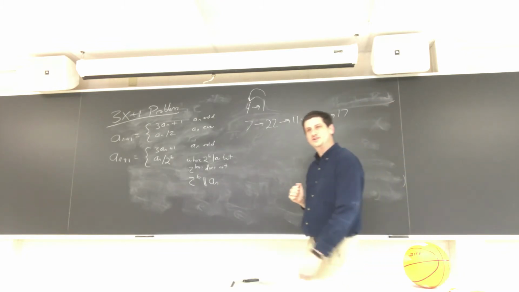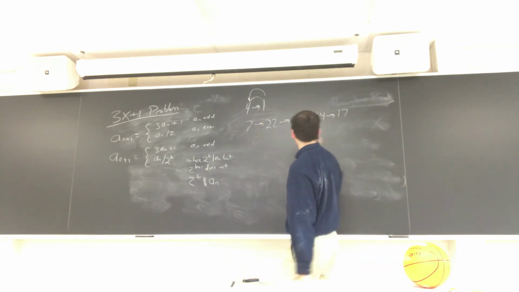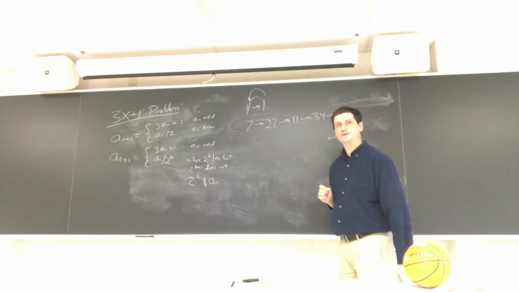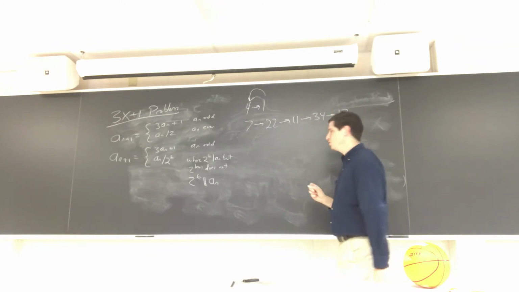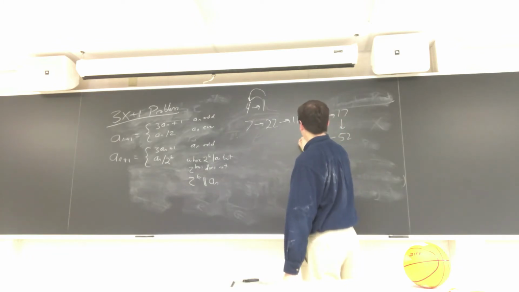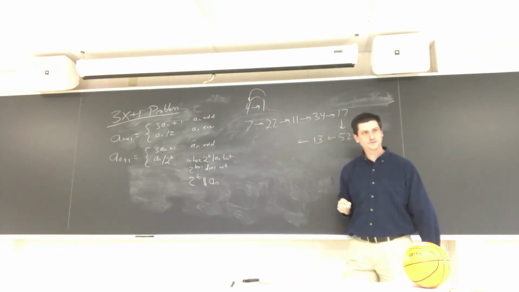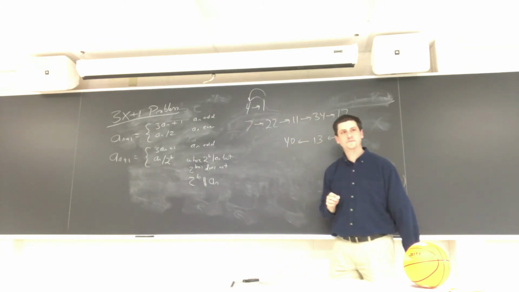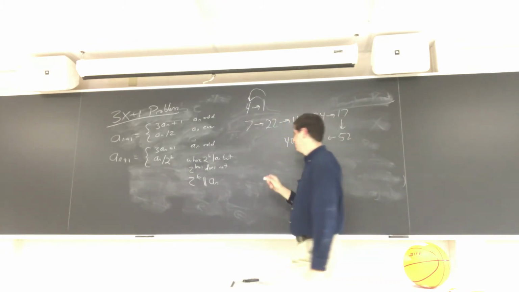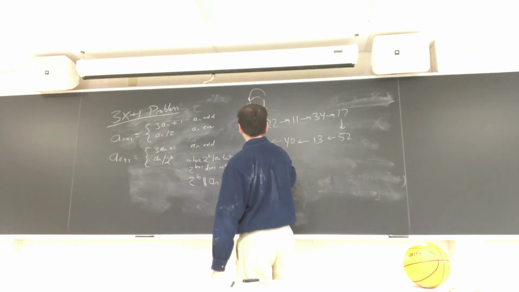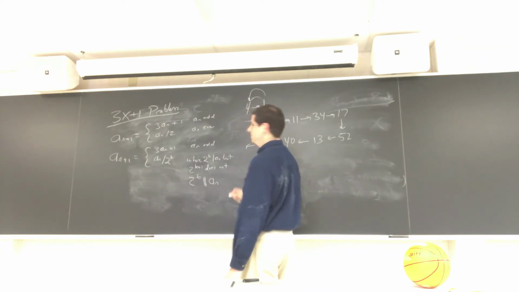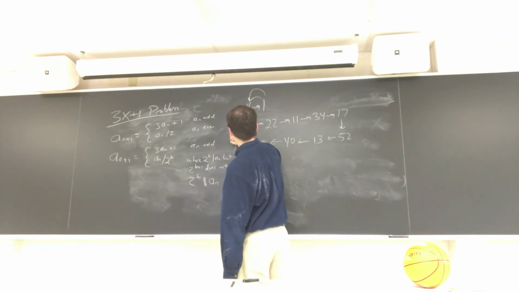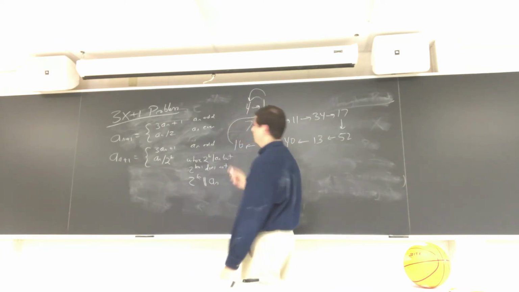17 is odd, so it goes to 52. 52 is even, so it goes to 26, but 26 is also even, so it goes all the way down to 13. 13 is odd, so it goes to 40. 40 is even, so it goes down to 5. 5 is odd, so 5 goes to 16. 16 is even, 16 goes to 1.